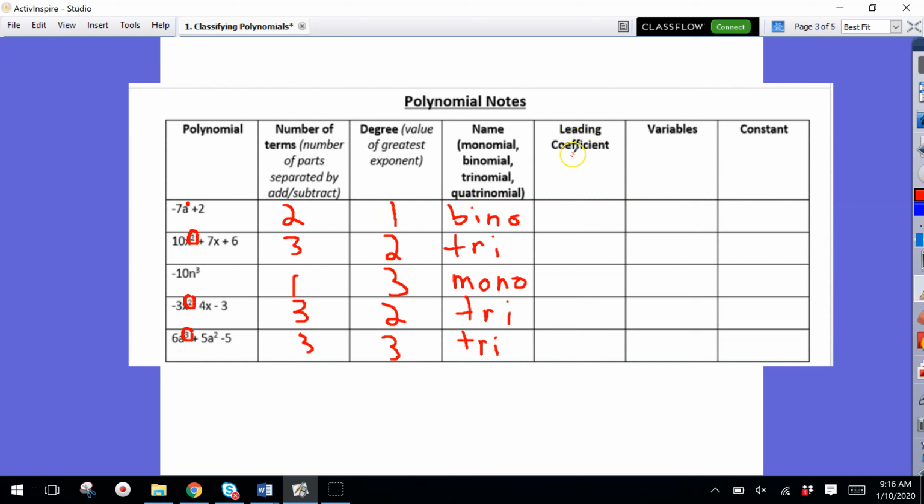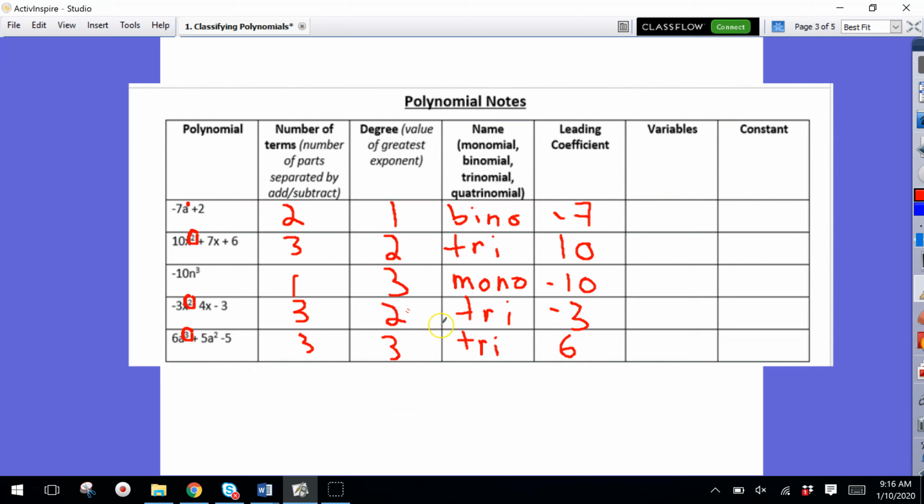So our leading coefficient is just the coefficient that has that highest exponent. So in this first one, I have this negative 7a, so the coefficient is just the number. It's negative 7. The coefficient of the variable with the highest degree here is just 10. The coefficient of this one is negative 10. The coefficient of this polynomial here is going to be negative 3. That's the leading one. And the leading coefficient here is just 6.